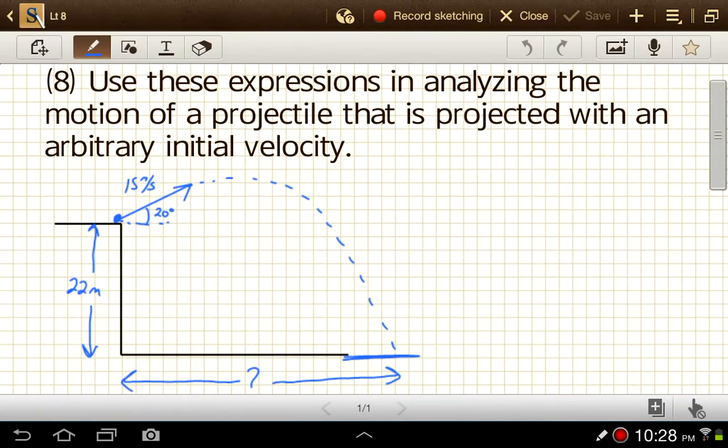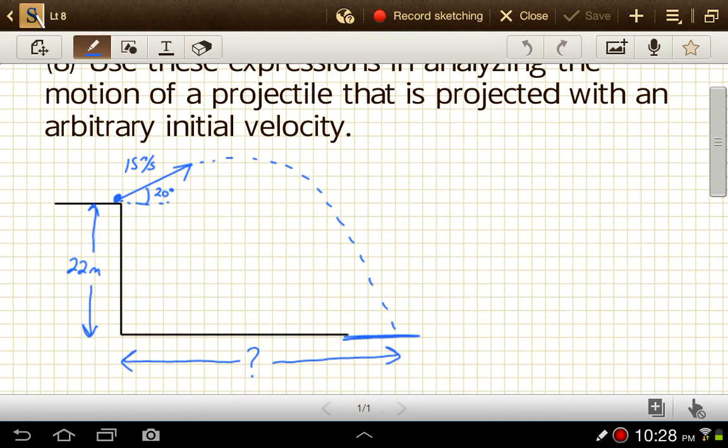Now that we have some experience in writing expressions for the motion of a projectile, let's use that to find some quantities, some numbers here. One problem that I've seen a lot on these old AP tests and other places is a situation where we're throwing something from the top of a tall building or a cliff or something like that, and we're wondering how far it's going to land from the base of that cliff.